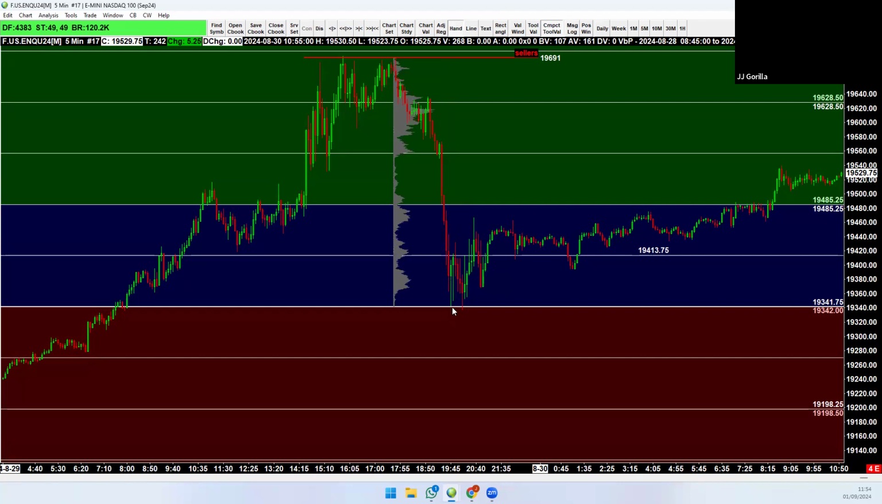Now there, you have the perfect fail to look below. There's your level, 19,342. It actually hits it pretty much to the tick and lifts. So if you're a fast trader, you can put your buy order here. Let's take a look at that. If you're a fast trader on a 5-minute, you put your buy order here, you use that as your stop, and then your target is 19,413. That is not a bad run, right?